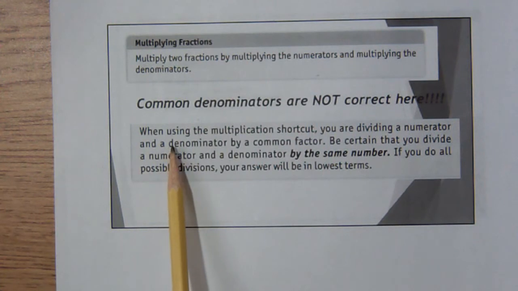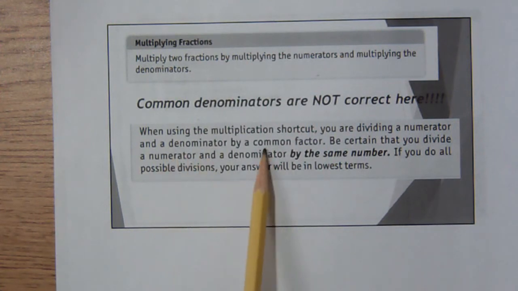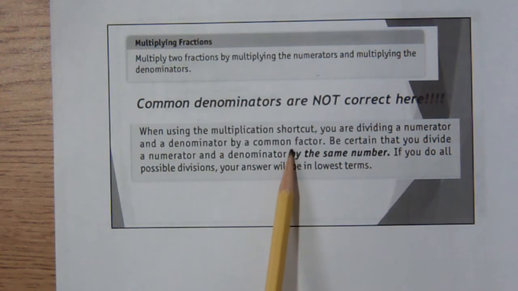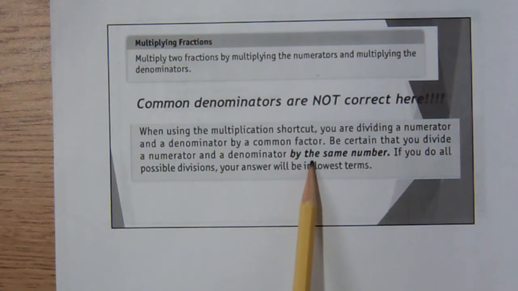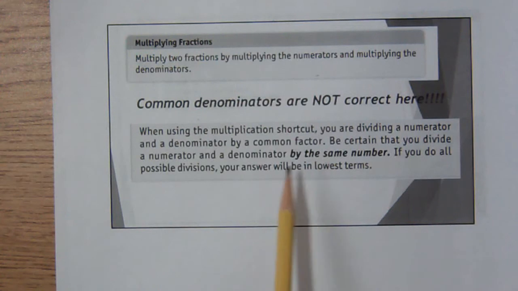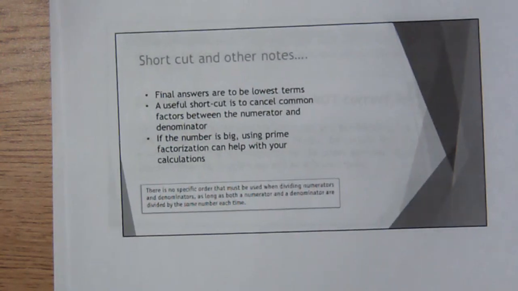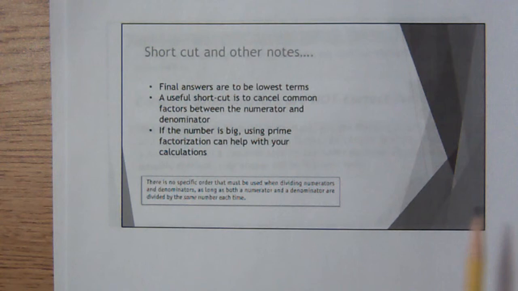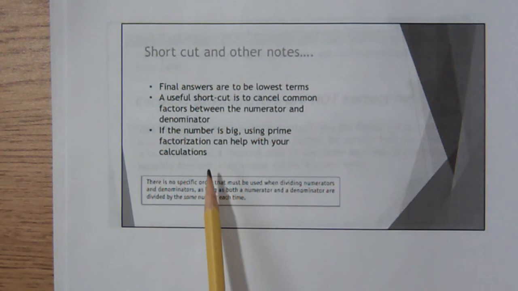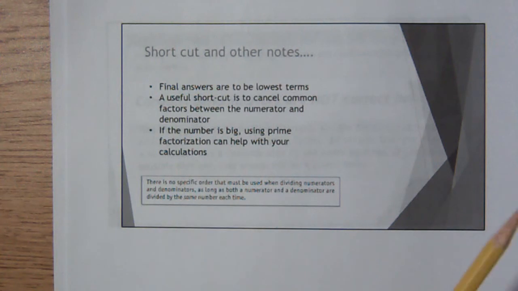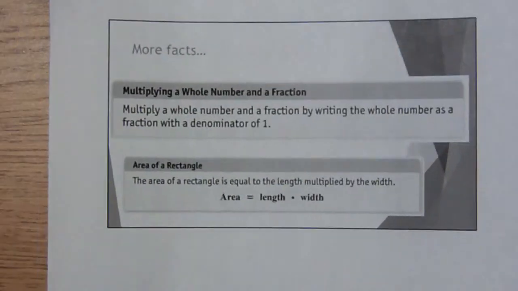The shortcut is to divide a numerator and denominator by the same common factor. You can cancel those factors out, since it is the same number in the numerator and denominator. And you always want to have your answers in lowest terms. Again, you want your answers to be in lowest terms, and we're going to be canceling common factors between them. And if the number is big, sometimes using prime factorization can help you with your calculation. So let's talk about one other fact and then we'll do some work.